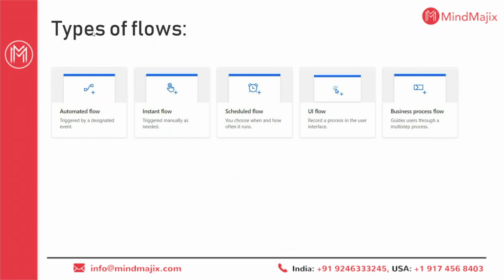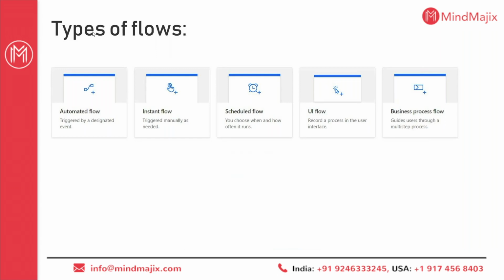I'll give you one example. Let's say you have an event going to happen in the future, maybe after 2 days. You can set the time in advance, like how many minutes in advance you want to trigger this automated workflow. You set up the time and then it will automatically trigger, do the actions, and give you the result. So this is one type of flow.